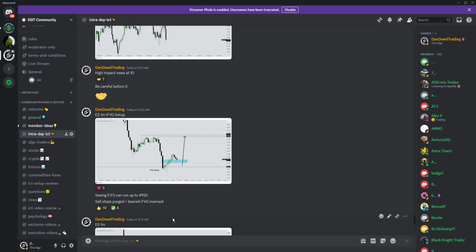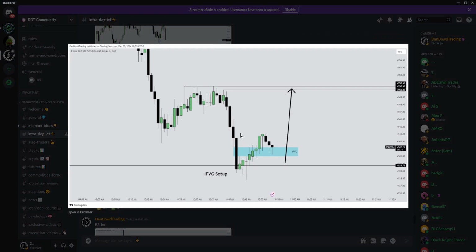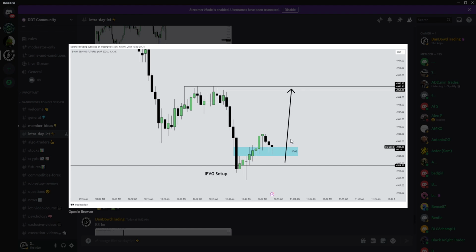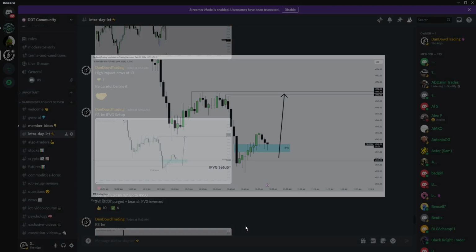So I went 3 for 4 today. Here was the inversion fair value gap setup that I did share with Discord members beforehand. I said, seeing if price can run up to 49.50, we have sell side liquidity purged plus a bearish fair value gap inversed. So Discord members knew that price would run up to this level beforehand.